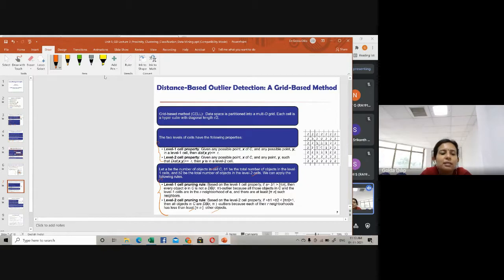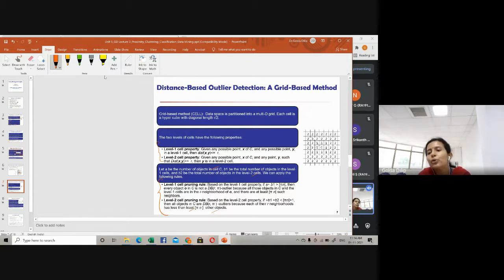The main advantage is that we need to check only a limited number of cells, whatever is close to the target cell, rather than checking each and every object in the whole data set. That's the beauty of this grid-based method. Using these two rules, the level 1 pruning rule and the level 2 pruning rule, many objects can be determined and classified as either outliers or non-outliers. So we need to check only the objects that cannot be pruned with these two rules.